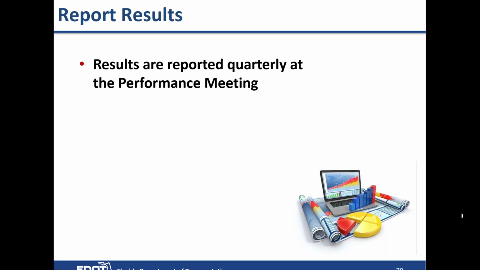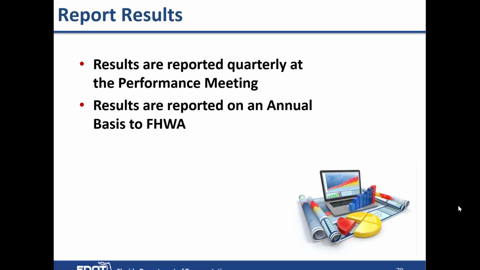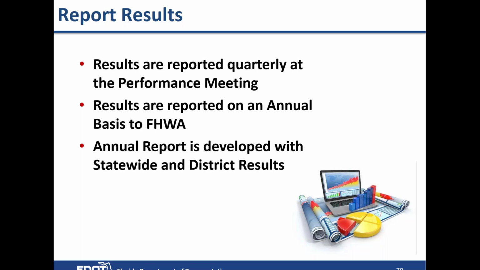So now we get down into reporting results. Results are reported on a quarterly basis at the performance meeting to executive management. They're also reported annually to Federal Highway Administration, and as I showed you in those charts earlier in the presentation, Federal Highway has been collecting annual results for about 19 years now, and so we report it every year. We get a request from the division and report the numbers back to them. We do develop an annual report that shows statewide results and district results.